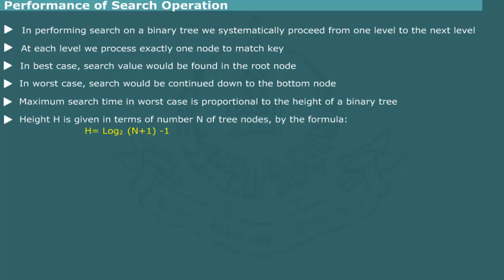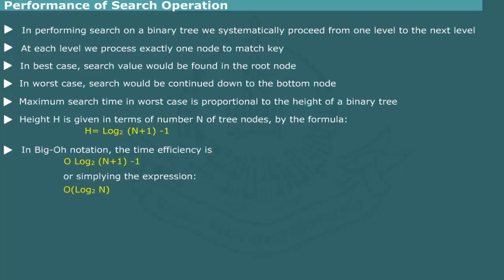In our earlier discussion, we demonstrated that the height h of binary tree is given in terms of number n of tree nodes by the formula. Since runtime for search function is proportional to height, we can say that in big O notation, the time efficiency is O(log(n+1) - 1). Recall that according to big O rules, the additive constant can be ignored in runtime expressions. We therefore conclude that in worst case, the performance of binary search tree operation is O(log n).